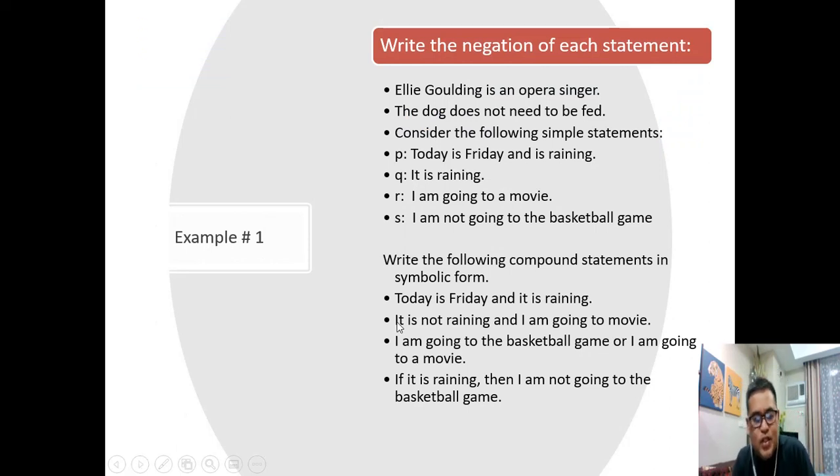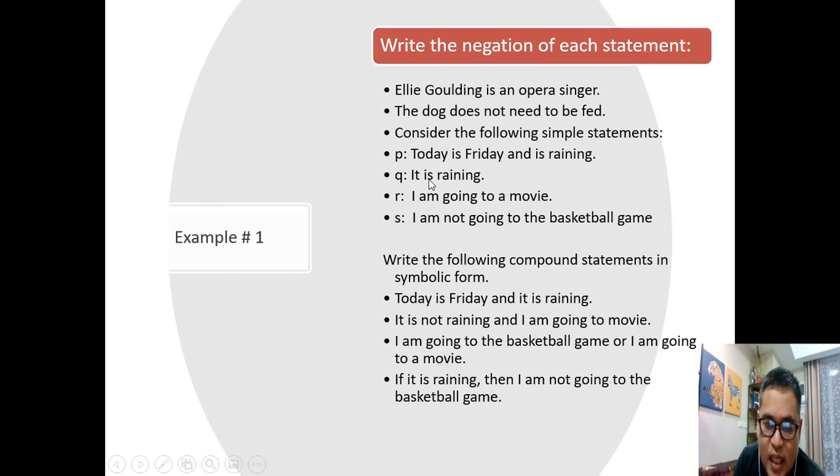Next, number 2. It is not raining. And I am going to a movie. I'll repeat. It is not raining and I'm going to a movie. Go. What is the symbol? Okay, time is up. The correct answer is it is not raining.